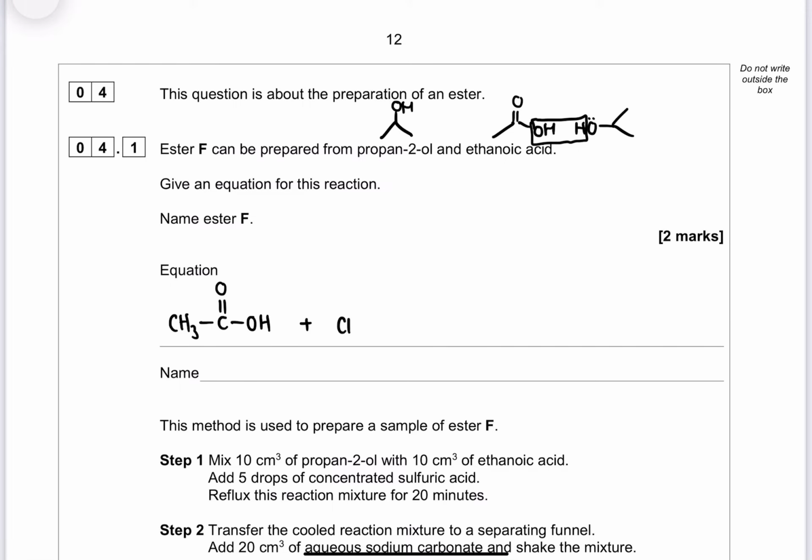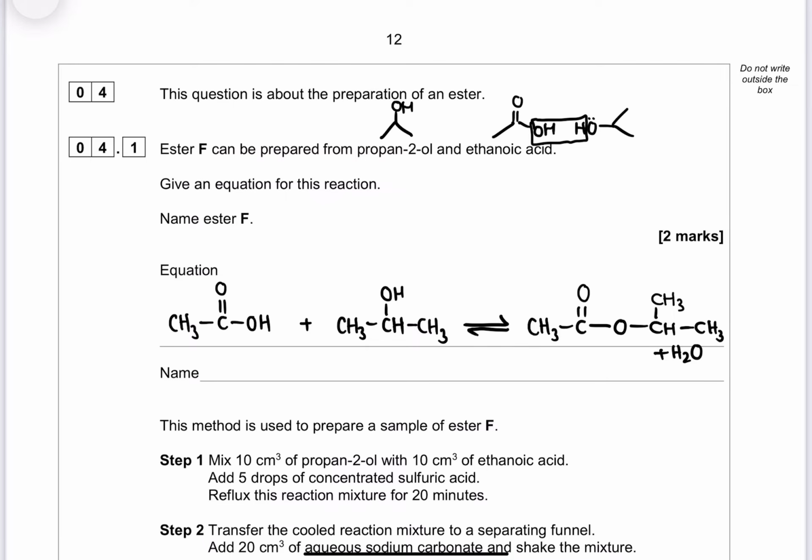Okay, so we've got our propan-2-ol, which is CH3, CHOH, CH3. Now you can use reversible arrows or not, because the esterification is reversible, but if you didn't do that, you wouldn't lose a mark. So we're losing this water and we're joining the oxygen of the alcohol, which has a CH, and then it has two CH3s coming off there, and we've got plus water.